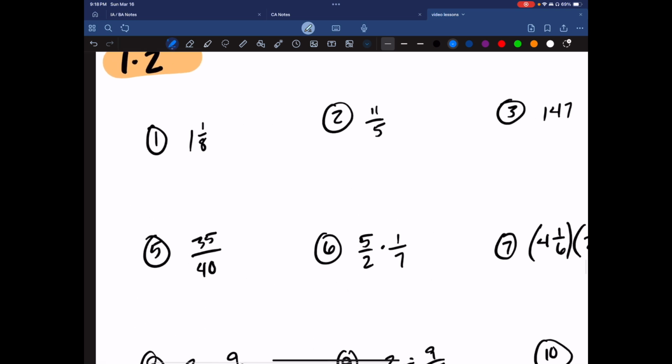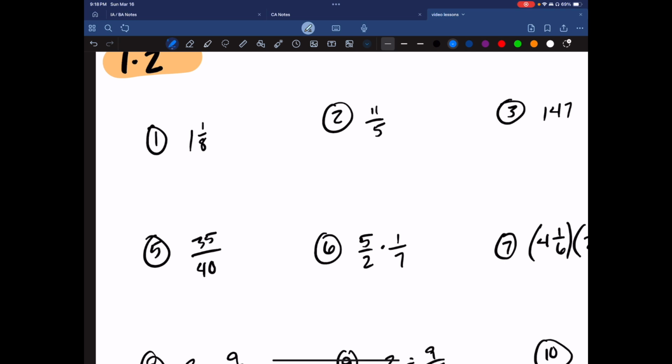So when you see a whole number next to a fraction, this is what we call a mixed number. Unless you're dealing with cooking and recipes and stuff like that, mixed numbers aren't really helpful. So if you ever see one, your best bet, if you're trying to work with it or simplify it, is to convert it into an improper fraction.